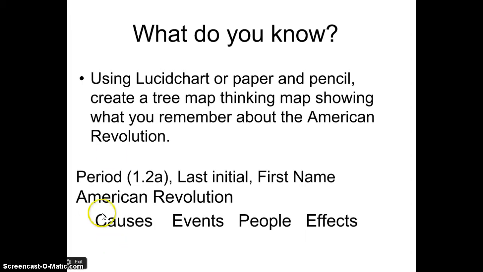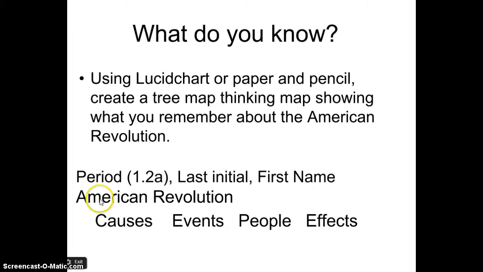Now, what you're going to do is, we're always going to use the same convention. So you're going to have your period first, 1.2a, 3.4a, 3.4b, whatever it is, you're going to have that first, then you're going to have your last initial, then comma, first name. Now, that's what you're always going to put so we know whose it is.